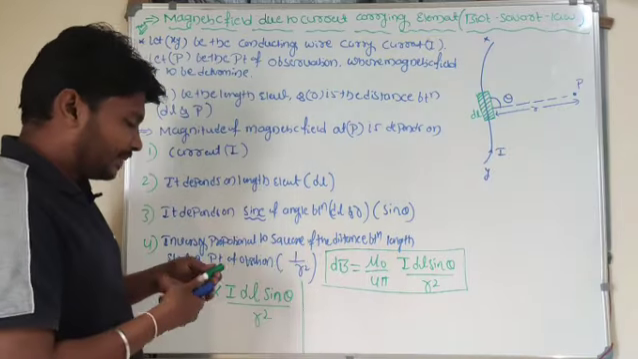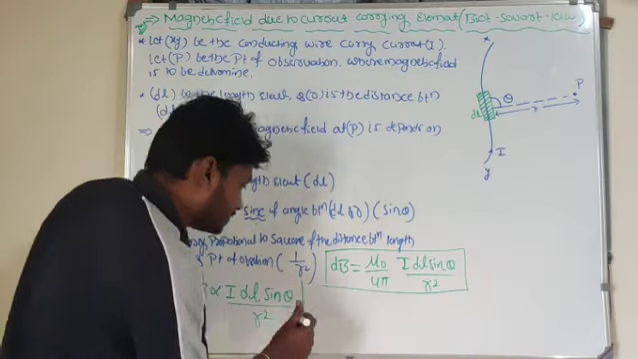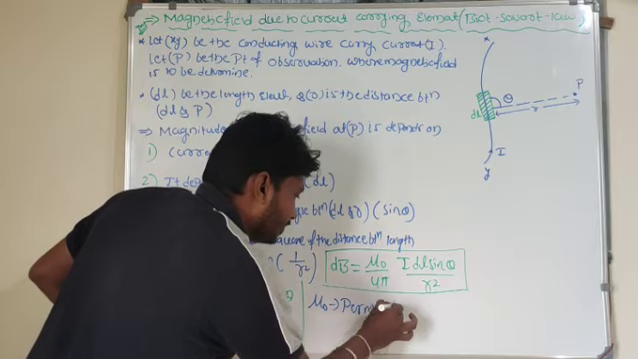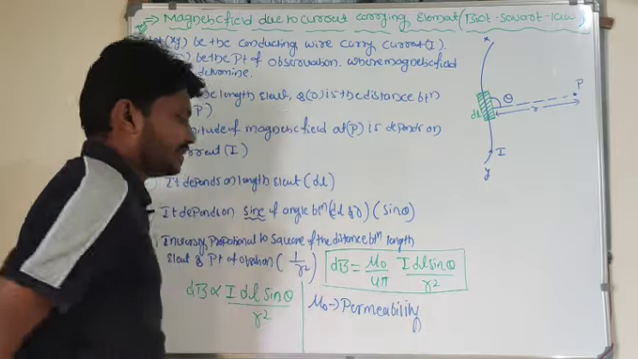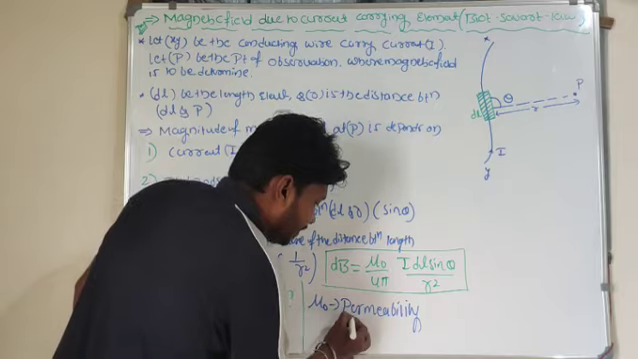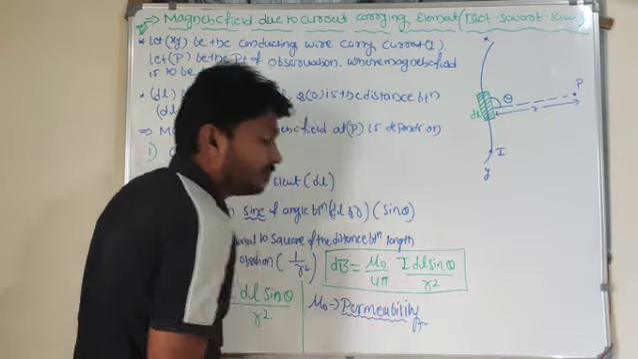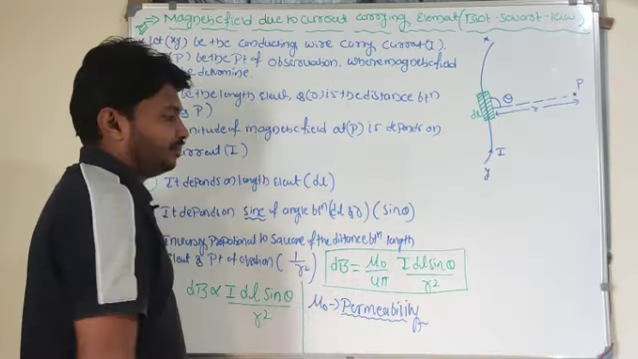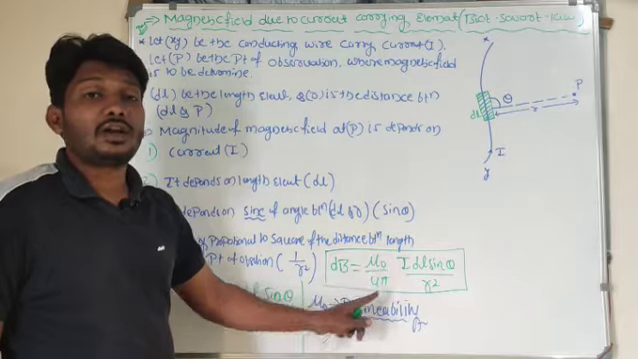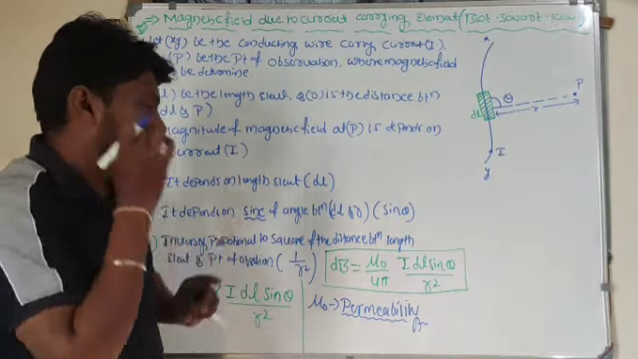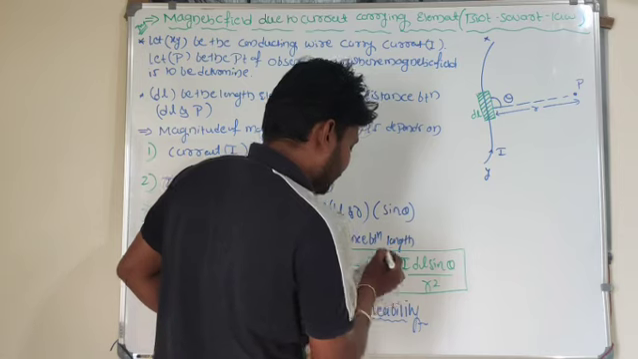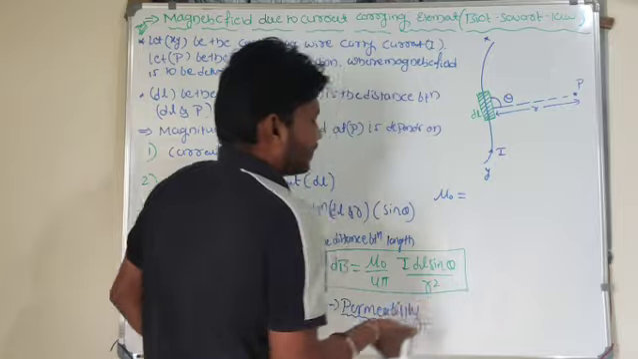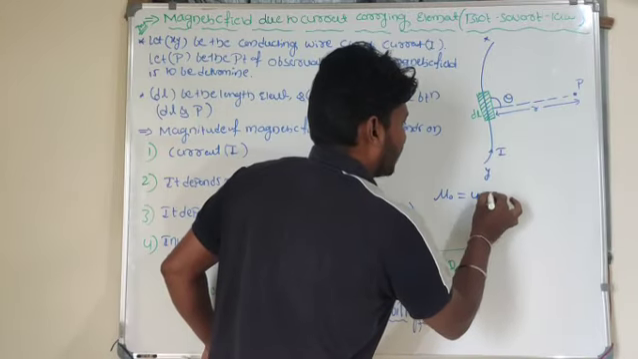Here mu naught represents the permeability. What is the meaning of permeability? It is the ability of the material to allow magnetic field lines. The value of mu naught by 4 pi is a constant, which is 10 to the power of minus 7. Mu naught is the permeability, and its value is 4 pi into 10 to the power of minus 7.